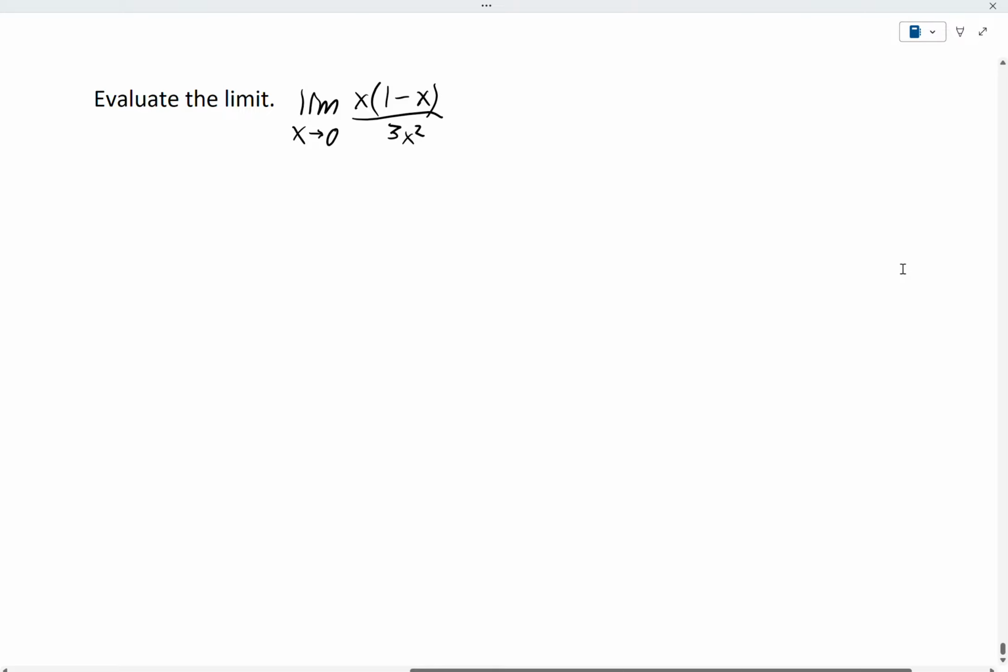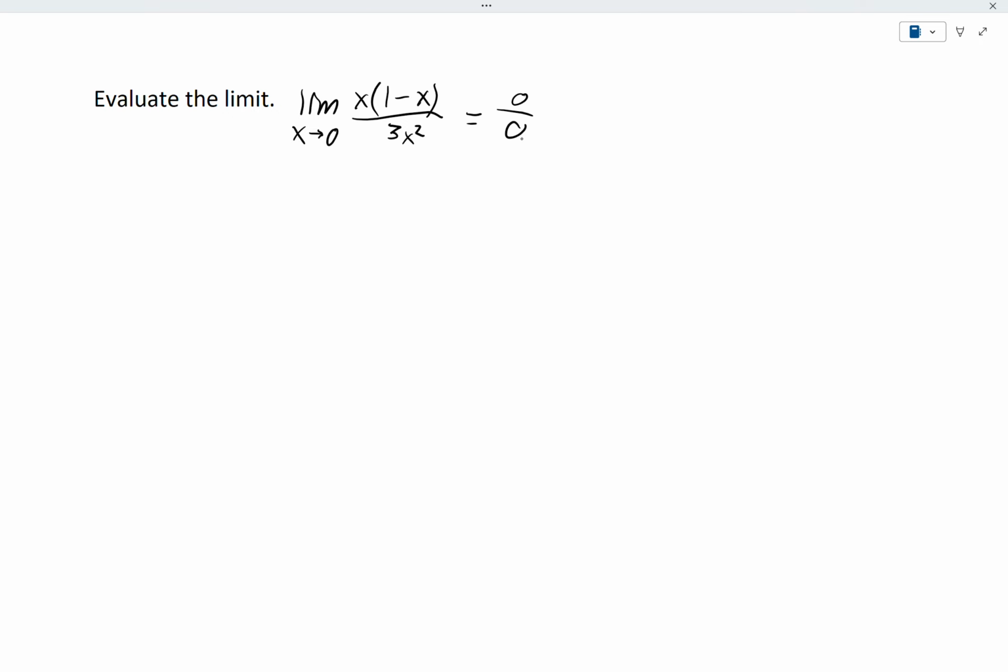This video we're going to be doing a simple limit problem, so let's just jump right into it. Looking at the limit as x approaches 0 of the function x times the quantity 1 minus x all over 3x squared. So you can kind of see where this is going, because if we plug in 0, we get 0 times, doesn't matter, all over 0. So it's 0 over 0.